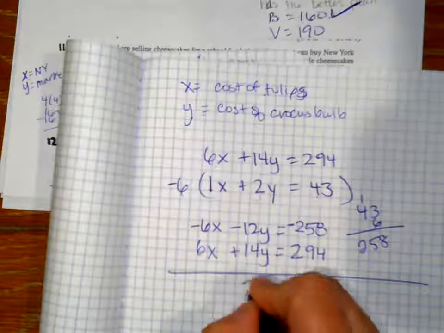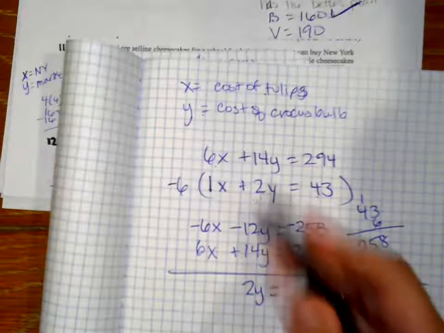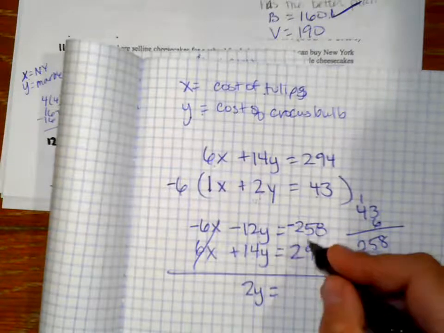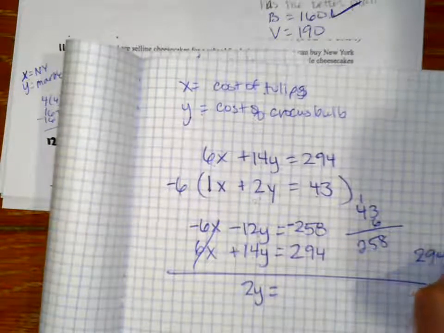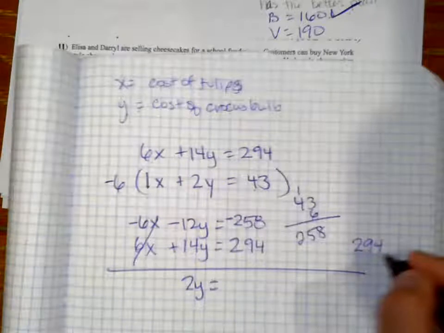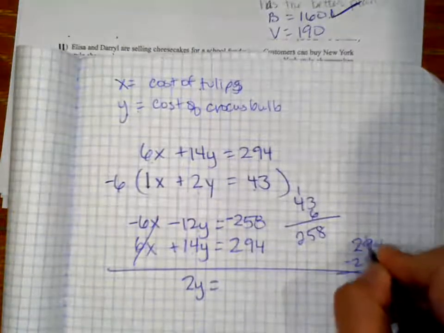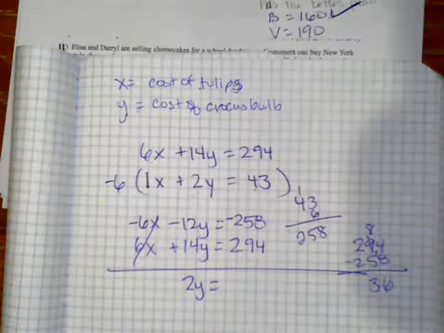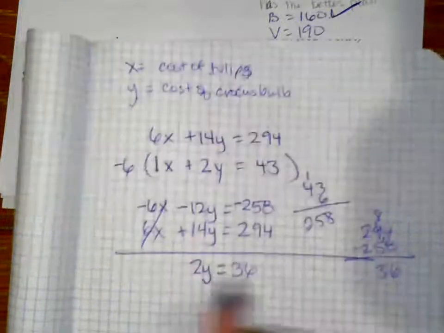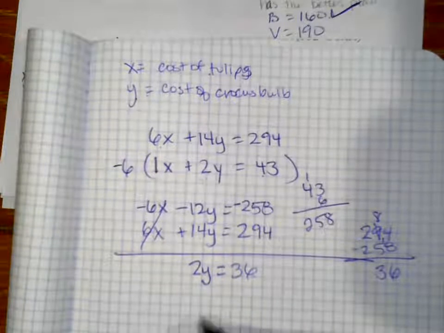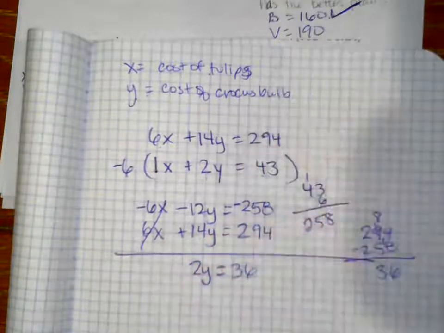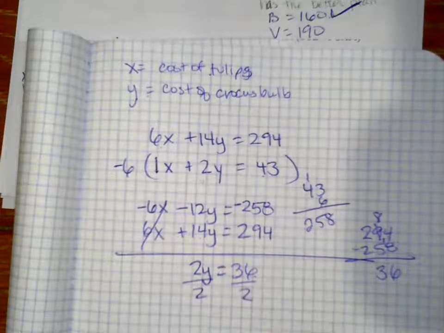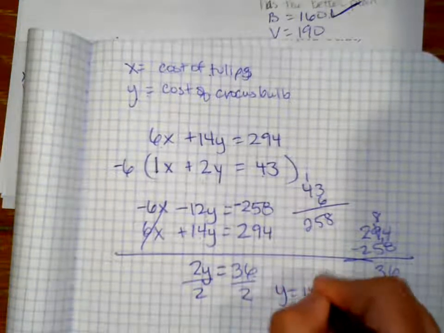I'm going to get a positive 2y. That's going away. I have positive 14 and negative 12. And then here I have 294 minus 258. Let's do the math there. It's going to get me 36. Again, positive, positive. I can't have negative amounts of tulips or crocus bulbs. So make sure your answer makes sense. Divide out everything by 2, and y equals 18.